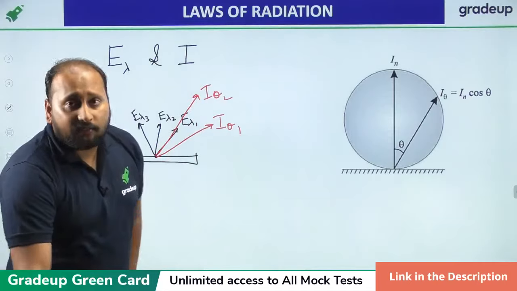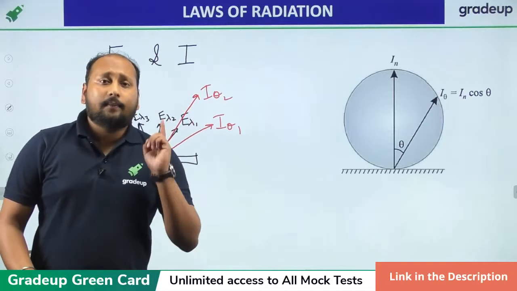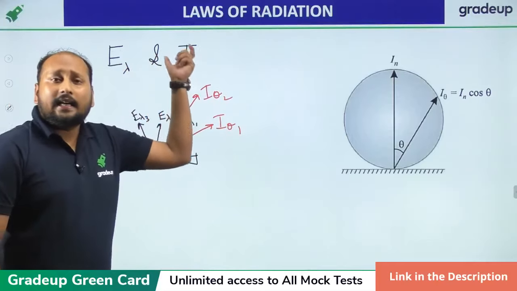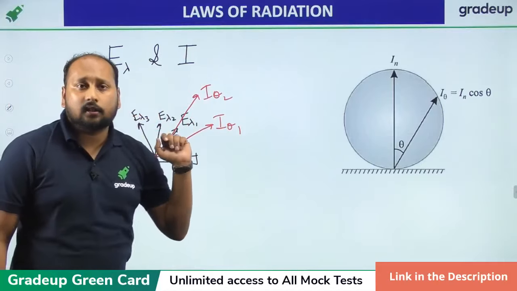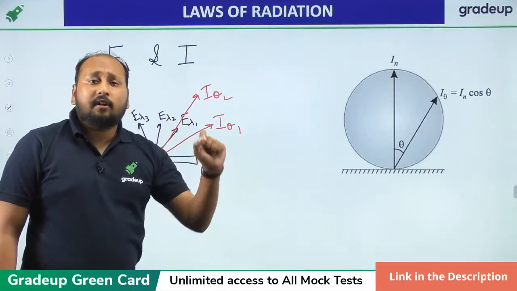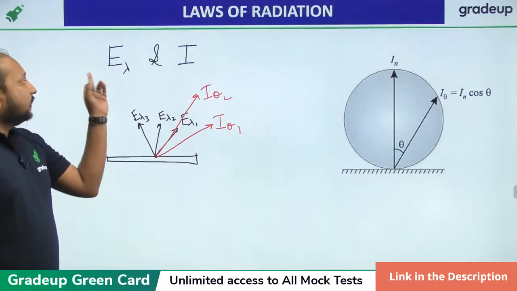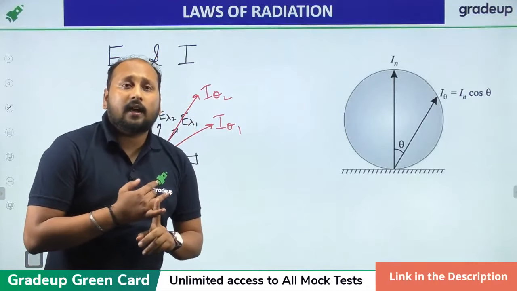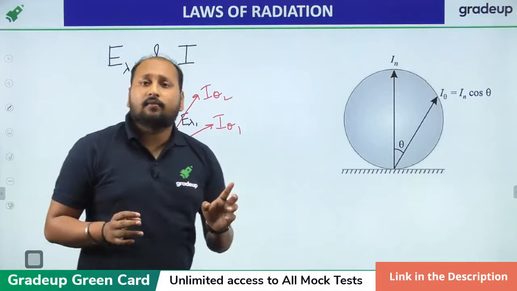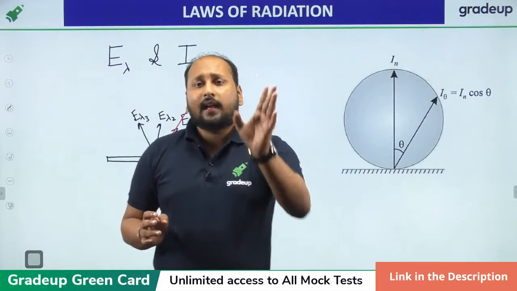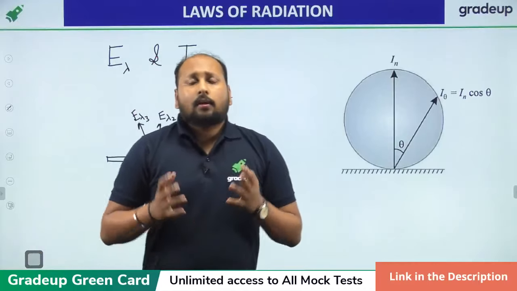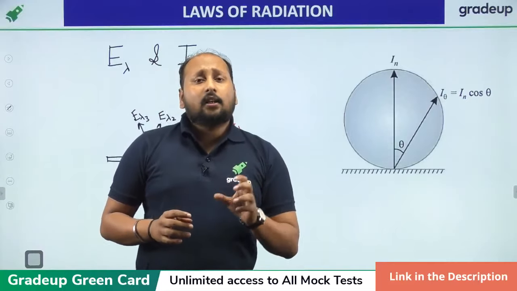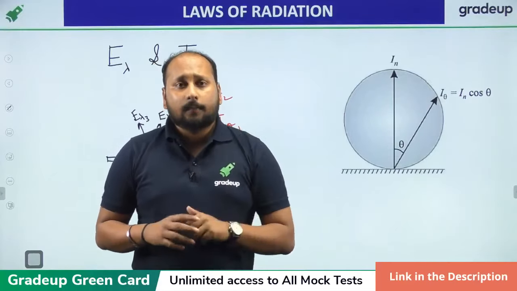Clear? So, if you are defining the emissive power for a given direction, then that parameter is known as intensity of radiation. But if you are defining the emissive power for a particular wavelength, then that parameter will be known as monochromatic emissive power. This is the main difference, because many times students are confused. Both are unidirectional, but what is the difference between the two? The monochromatic emissive power is defined for a particular wavelength and your intensity of radiation is defined for a particular direction only.